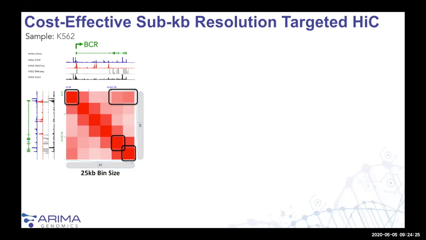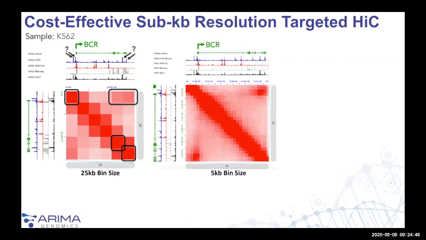It looks like a very pixelated image, and you can't really tell when you look at the chromatin features whether it's a CTCF peak here or here or here or here that's associated with this interaction. And you might really want to know whether that interaction is at the promoter of BCR, but you can't resolve that at lower resolution.